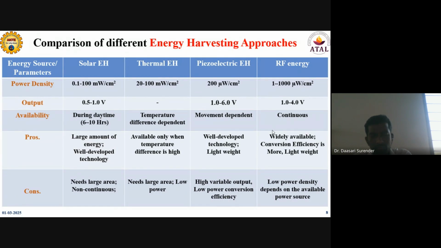And the only drawback here is the power density is less compared to some of the energy harvesting approaches. The density is less. However, it is available continuously. That is the better thing in the RF energy harvesting approach.